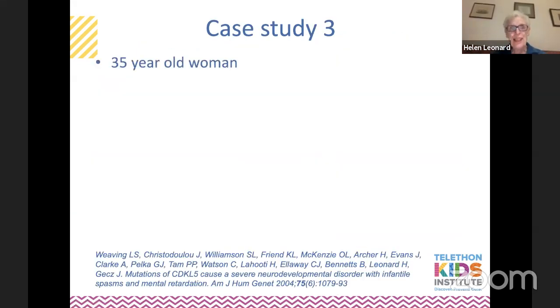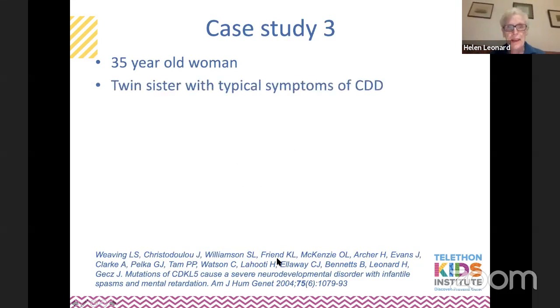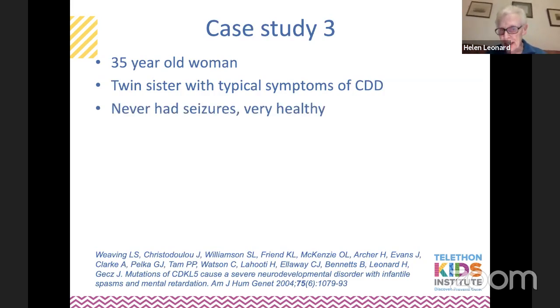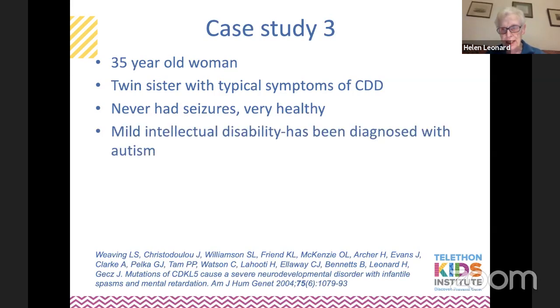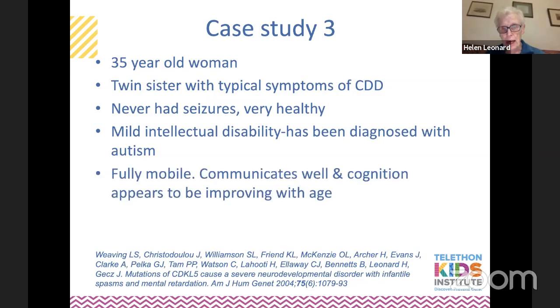I'll now move on to case study 3. This is a 35-year-old woman, and her twin sister has typical symptoms of CDD. She is the woman, this is the couple that you saw in the first slide, and this is 15 years later. She has never had seizures. She's very healthy. She has a mild intellectual disability, and she's been diagnosed with autism. She is fully mobile. She communicates well, and her cognition appears to be improving with age.